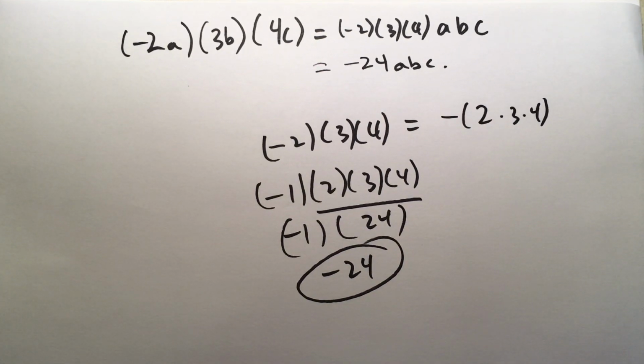Count the number of minus signs. If it's an odd number, it's going to be negative. If it's an even number, it's going to be positive. So let's do another one.